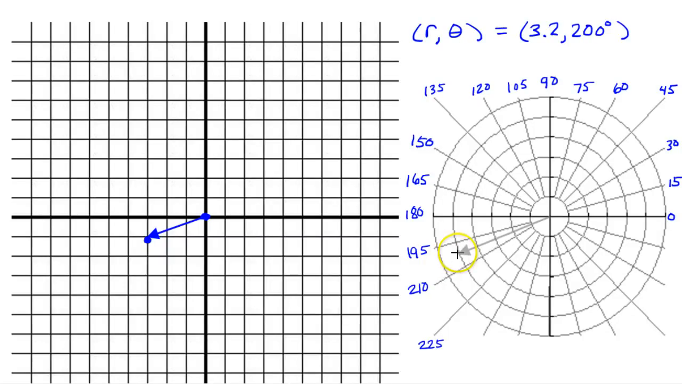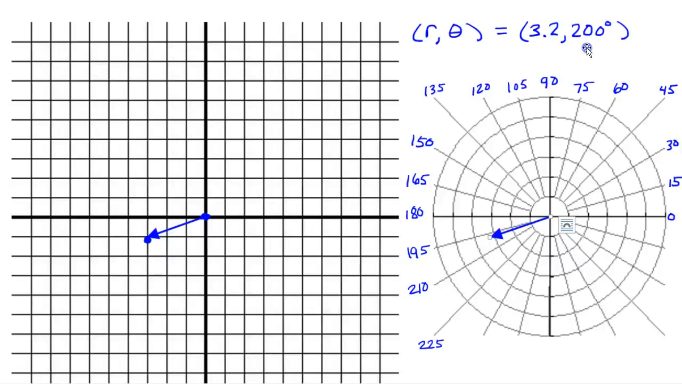Now 3.2. So remember, this is 1, 2, 3 is right here. So 3.2 is just going to be a little ways past that. Okay, so here you go. Let's go ahead and make it blue. Alright, we have graphed this vector using the magnitude and direction.